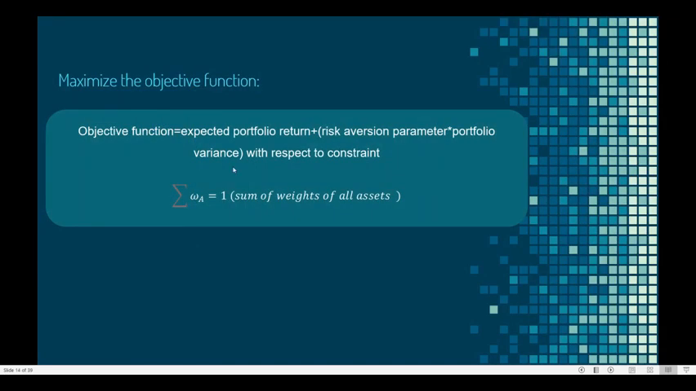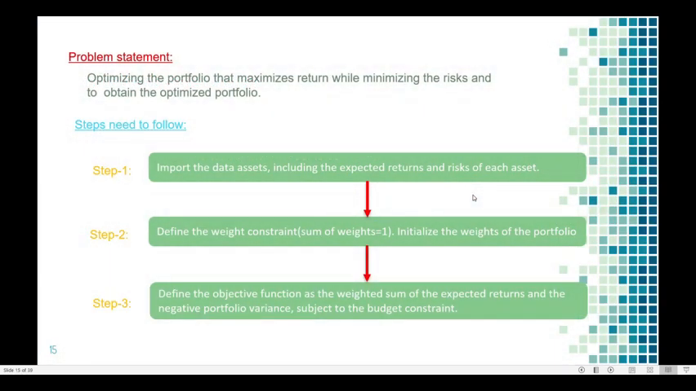So what is our objective function? Here the objective function is this, with respect to the constraint that the sum of the weights of all assets should be equal to 1. Here we follow a few steps to solve this problem.